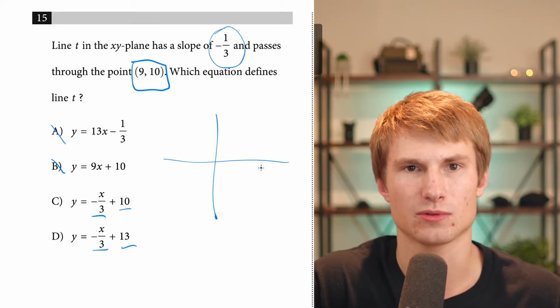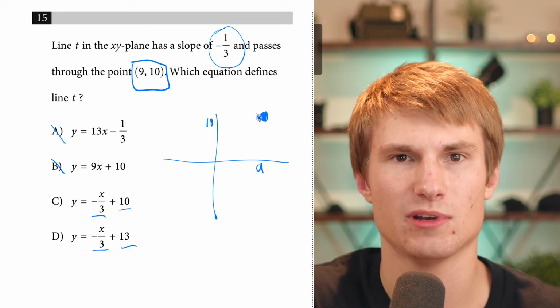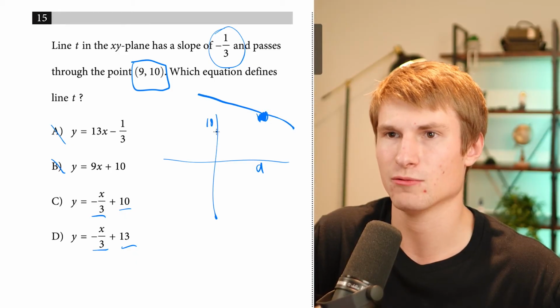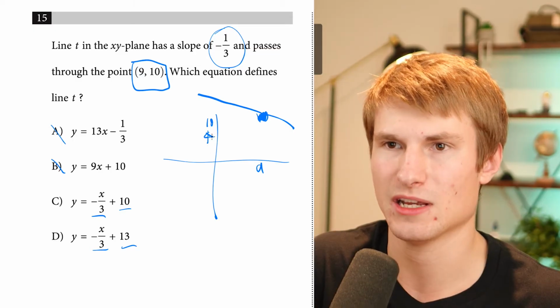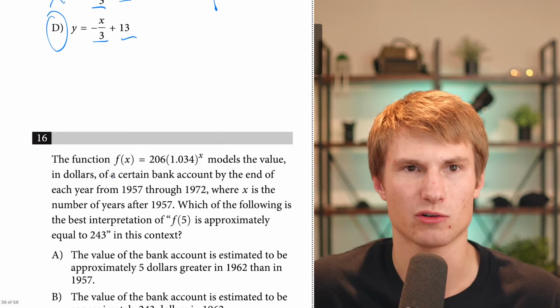So I'll quickly draw what this would look like. Okay, we've got 9 and 10. So our point would be somewhere here. We have a negative slope, which means we have to look like this. That means we cannot cross the y-intercept at 10. We'd have to be something above that. So we'd have to have answer choice D. C would have to be incorrect. We can go and move on to question 16.